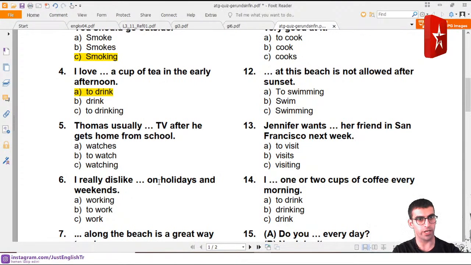Yes, great. And number 5: Thomas usually blah blah blah TV after he gets home from school. Faruk Savaş says watch, teacher. Watch is the correct answer. We will see.